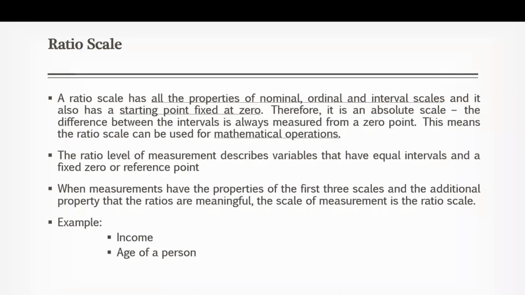Now, nominal scale is the very basic scale. It is a classificatory scale. And ratio scale is the highest scale. It is the absolute scale. Absolute means what? Zero means zero. Under ratio scale, zero means zero. It has a mathematical value of zero. It is not an arbitrary value.